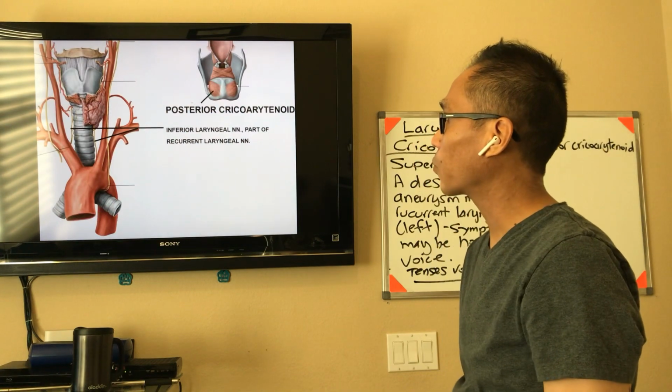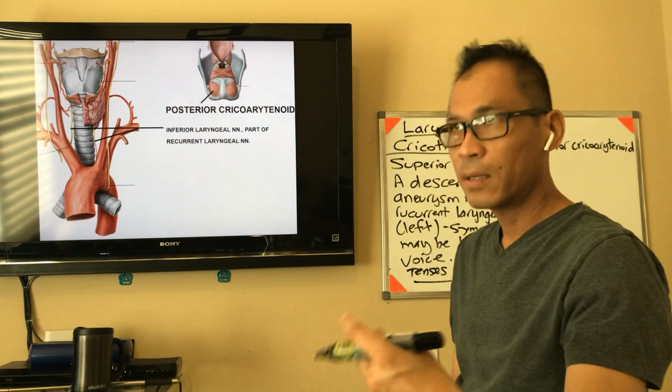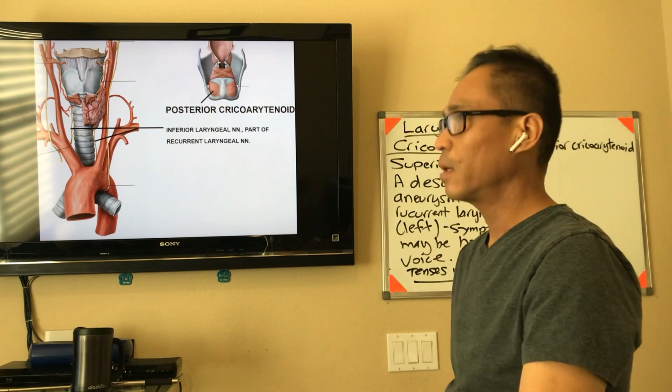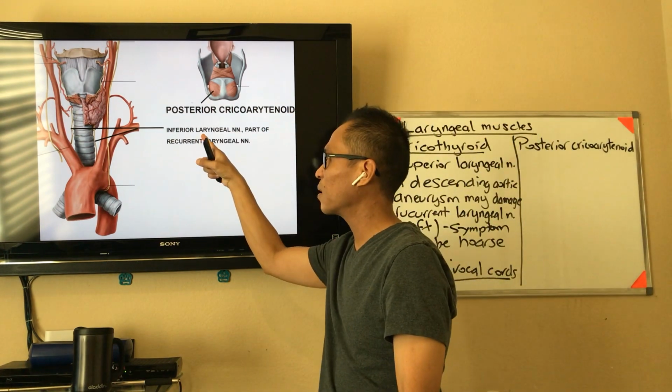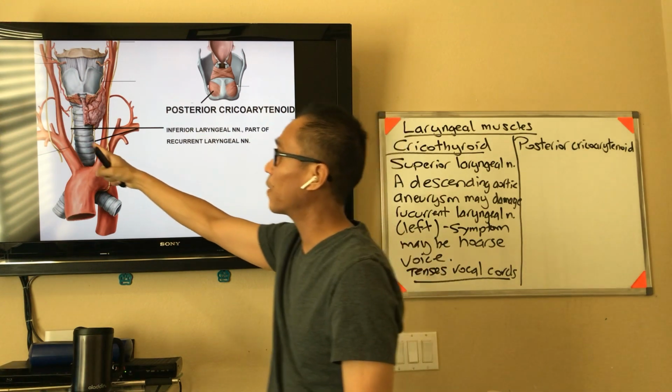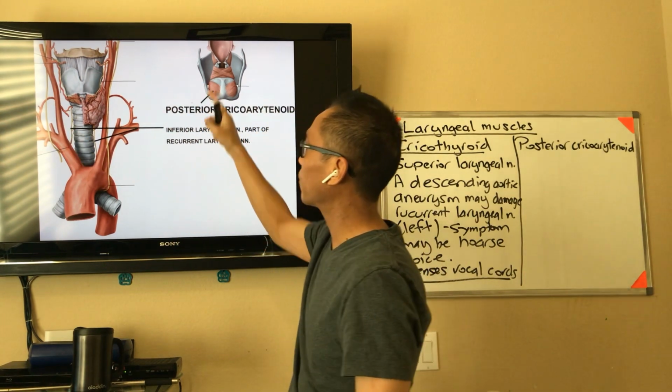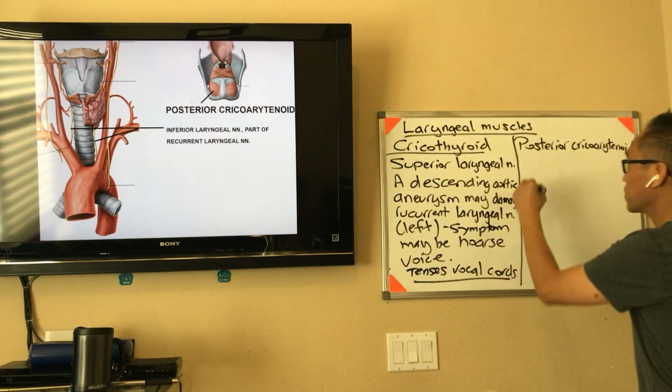The posterior cricoarytenoid is innervated by, again, a branch of vagus nerve. These recurrent laryngeal nerves give rise to the inferior laryngeal nerve. I kind of point to it there. It's going around back there to innervate that muscle. So innervation is inferior.